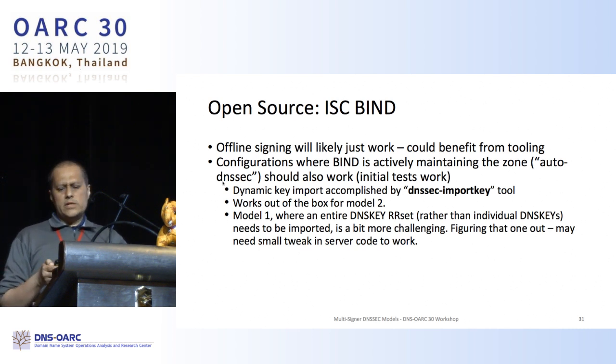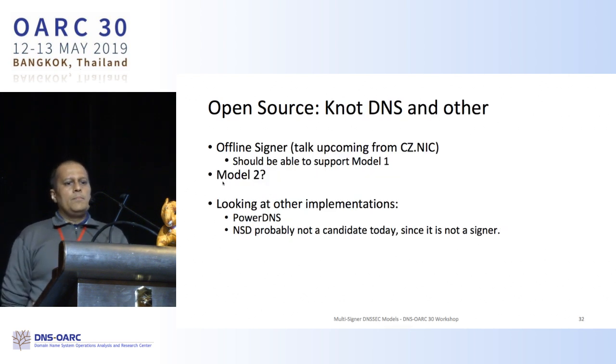Model 1 is a little bit trickier. I don't really have time to talk about it, but if you're interested, I can elaborate later. And we're looking at other implementations. I'll just mention one other one. There is actually a talk later this afternoon from CZ.NIC about a feature that they have called the offline KSK. So I'm not going to mention anything else about it other than that it turns out that's exactly the mechanism you need to implement Model 1.